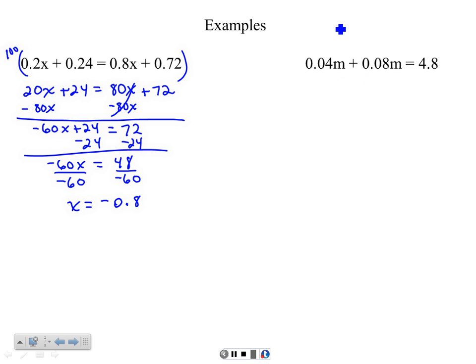0.04 plus 0.08 is going to be 0.12m is equal to 4.8, so I just combine like terms. And now to get m by itself, I'm going to divide by 0.12. And so m is equal to, and you can put this in your calculator, 4.8 divided by 0.12, which is going to be 40. So take your pick, your choice. You can either get rid of the decimals or not get rid of the decimals. That's completely and totally up to you.